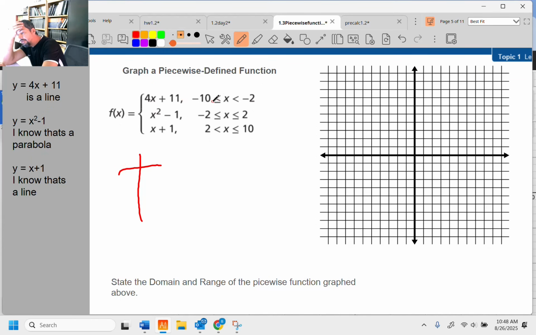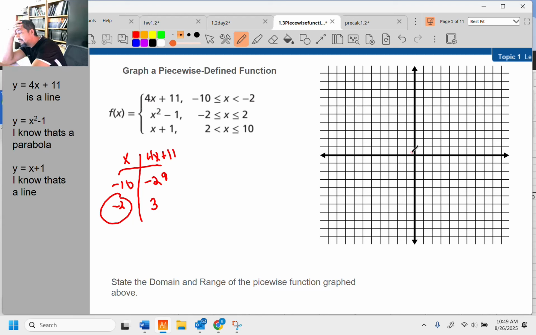Now, here's your domain. This is saying I can feed it things between negative 10 and negative 2. And I realize that there's no equality at negative 2, and we can fix that. But we're going to feed it a negative 10 and a negative 2. And our output is 4x plus 11. If I feed that thing a negative 10, I'm going to have negative 40 plus 11, which is negative 29. If I feed it a negative 2, I'm going to have negative 8 plus 11, which is 3. Now remember, there's no equality. I'm going to put an open dot there.